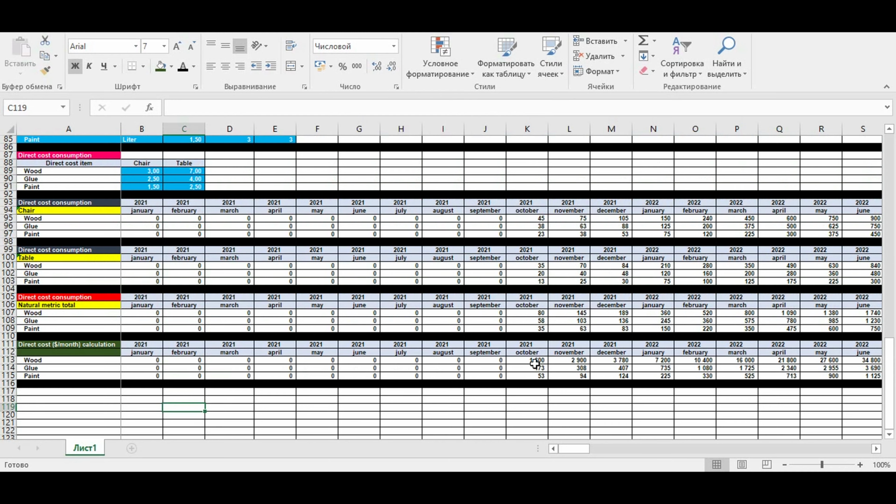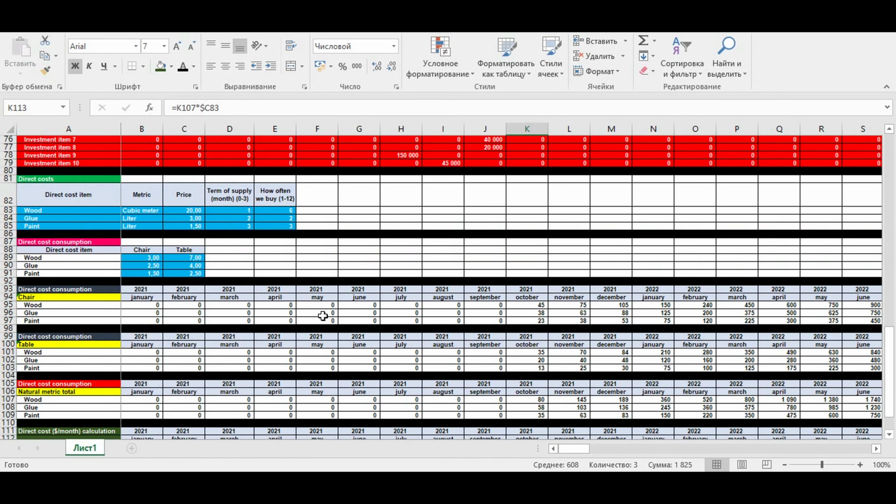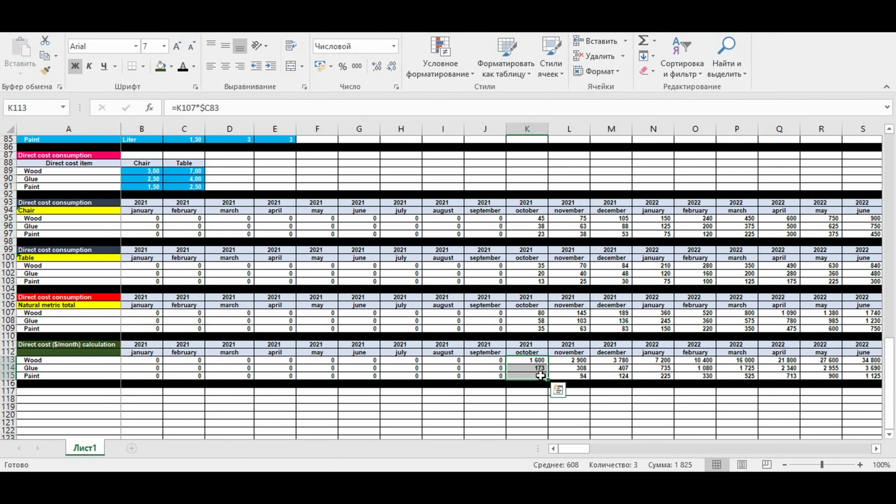Then we have to displace this money to the left if we need, because we have some term of supply. We may have some term of supply for this or that direct cost item, so this will be needed to calculate the right amount of financing to start our business. If we don't displace this amount of money to the left, we may finance these expenses from the revenue, but in real life we'll have to pay for the wood, the glue, and the paint beforehand, and only then will we get the revenue after selling this amount of furniture, for example in October. So now let's look at how it can be done.